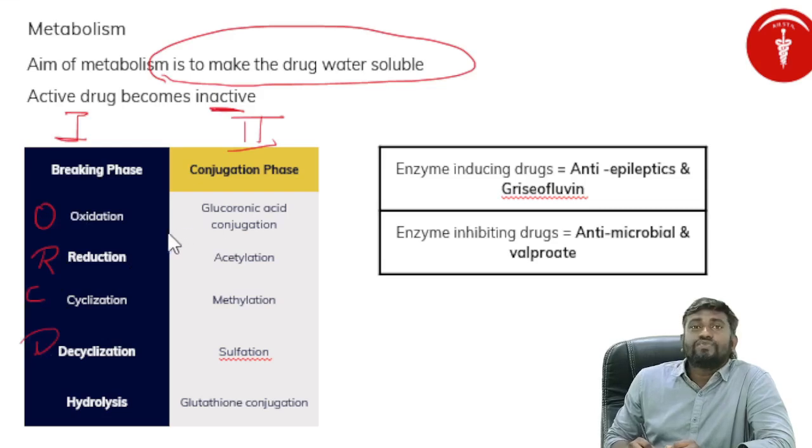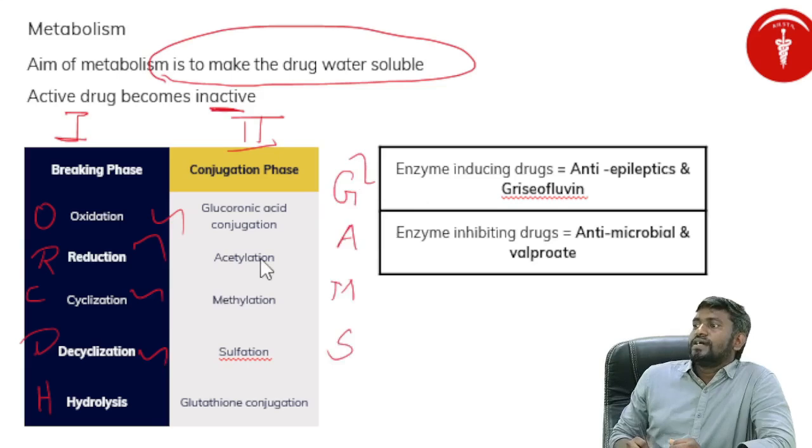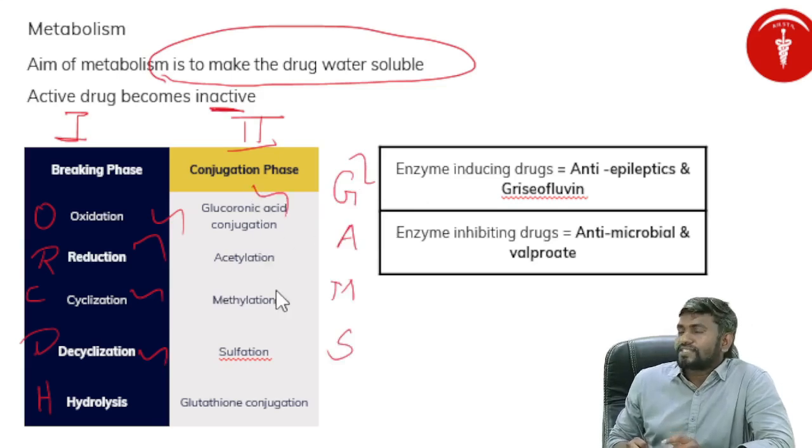Conjugation phase. The mnemonic for the breaking phase is ORCD. O is for oxidation, R is for reduction, C is for cyclization, D is for decyclization, and H for hydrolysis. Now the conjugation phase, remember the mnemonic G, A, M, S, G square. The first G is for glucuronic acid conjugation and the second G is for glutathione conjugation. A is for acetylation, M is for methylation, S is for sulfation.